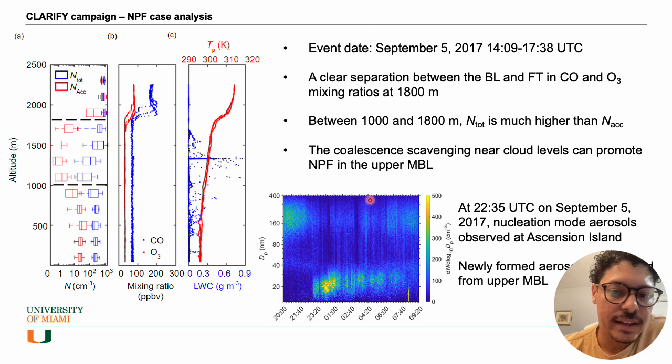Also, we can see that on the same day at Ascension Island, we noticed a nucleation mode aerosol with a size of 17 nanometers emerging at around 1035 UTC that continuously grew to 40 nanometers, demonstrating that the new particle formation can be transported and observed near the surface of the boundary layer.